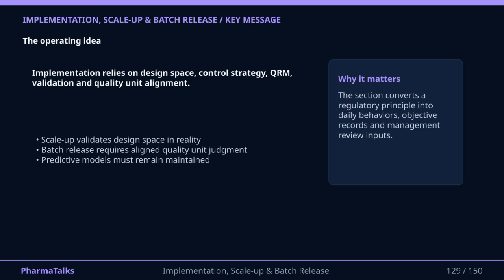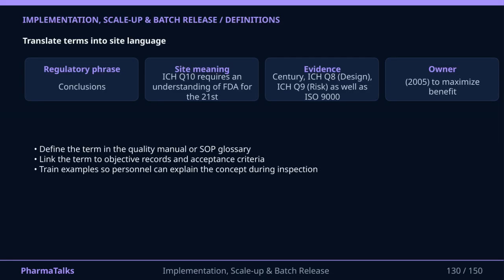On this slide, we focus on the critical concepts of implementation, scale-up, and batch release. It's important to first translate these terms into the local site language to ensure clear communication and understanding among all team members. From a regulatory perspective, we need to align our definitions with guidelines such as ICH-Q10, which emphasizes a comprehensive understanding of FDA expectations for the 21st century.